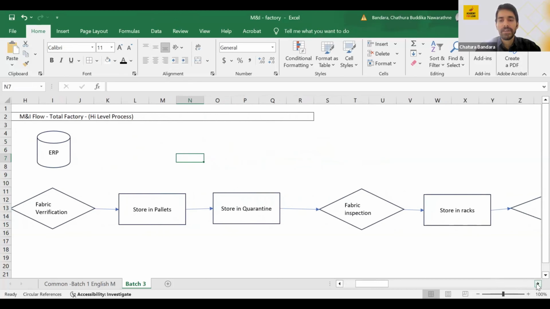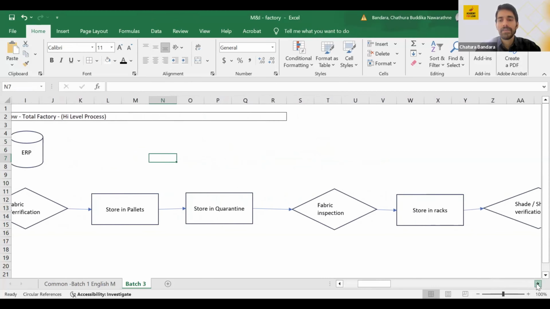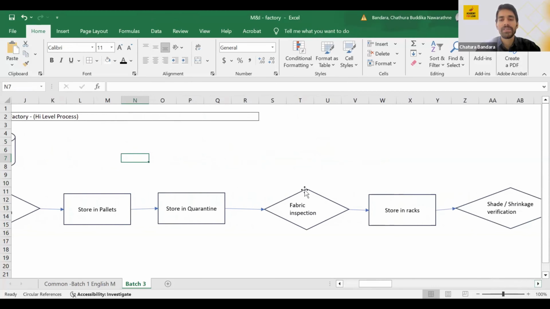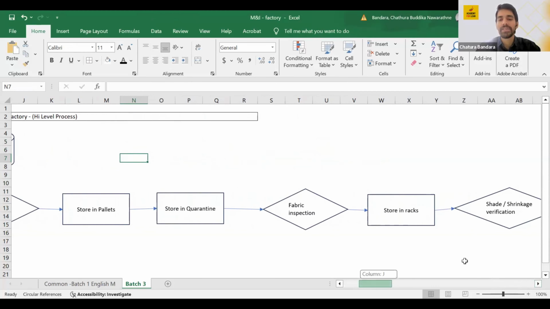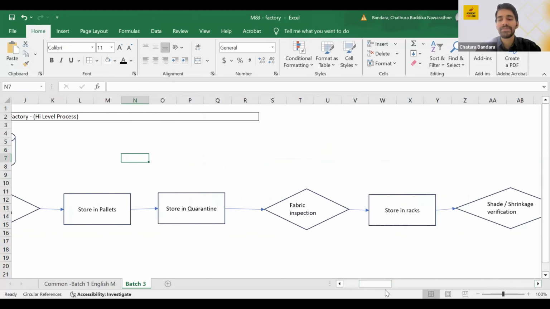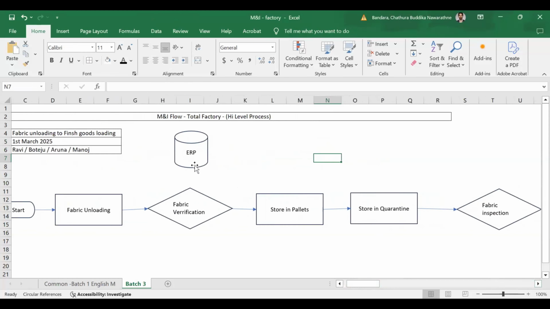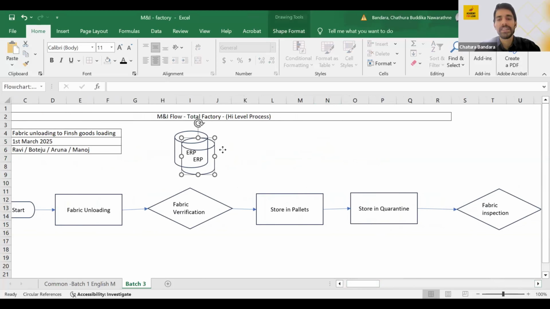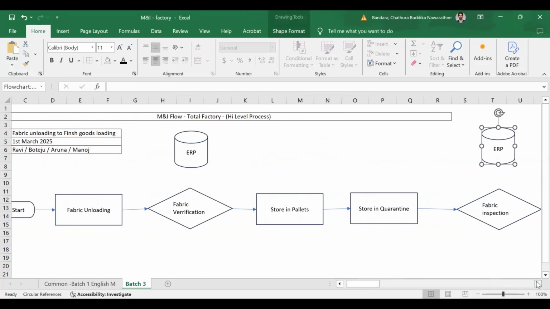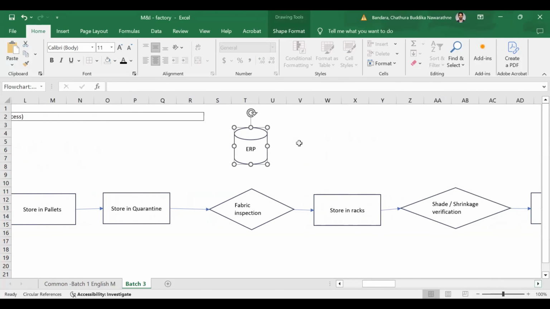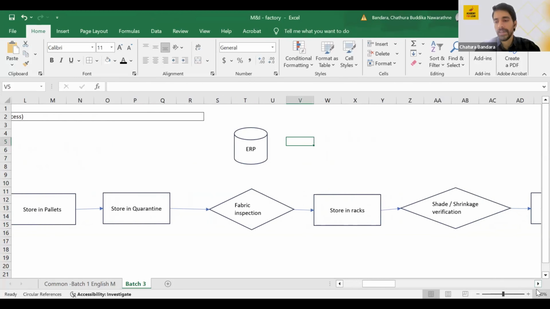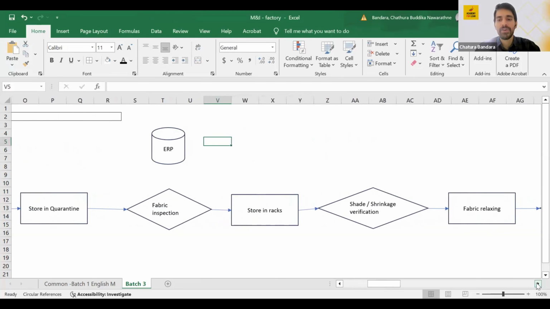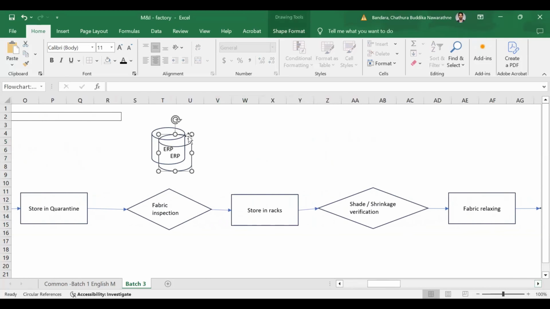And then fabric inspection. Sorry, I should ask this question here. Fabric inspection. This will move there. So it should be again connected to ERP, right? Yes. Okay. Inspection report is no. And how about shade and shrinkage verification? Again, should be connected to ERP. Yeah. Okay.